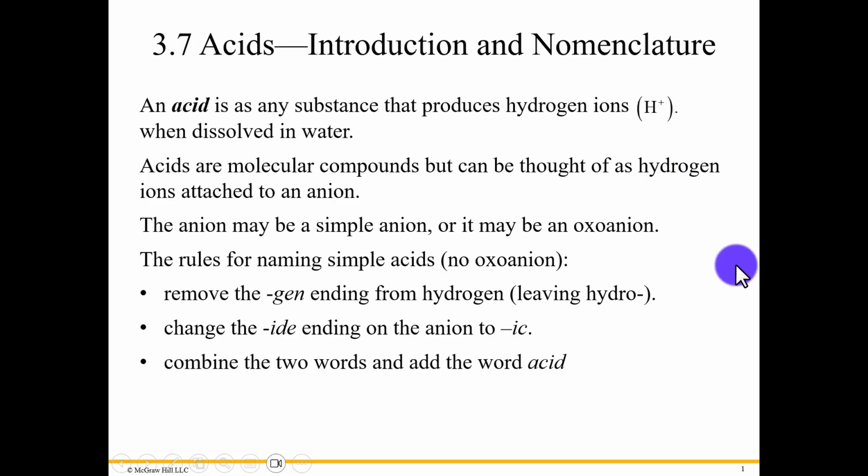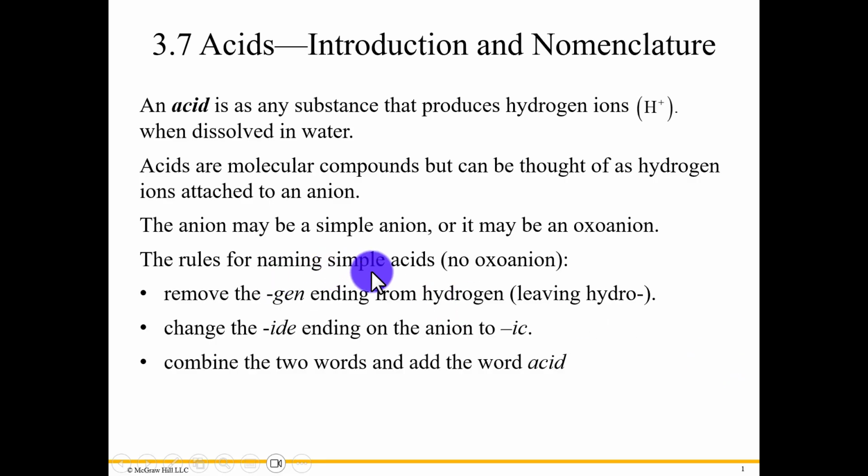Now, acids are covalent compounds, so their atoms are bonded with covalent bonds. But we can think of them as a hydrogen ion that is attached to an anion. And that anion can be a single atom or a polyatomic ion. It can also be a simple anion or an oxoanion. A lot of them are oxoanions. Remember from the previous video that oxoanions contain oxygen, whereas simple anions do not.